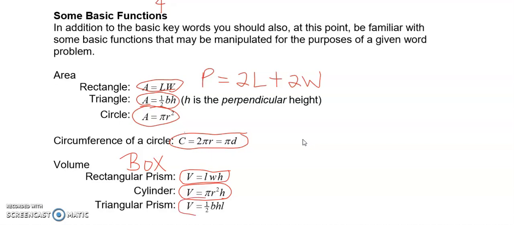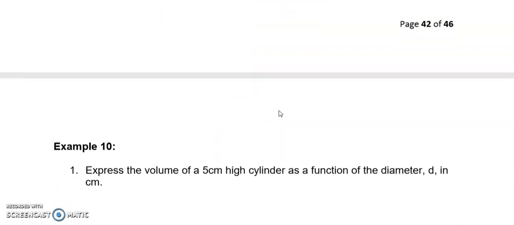Triangular prism, you don't see this one very often, but it's actually 1/2 times the base times the height times L. All right, so that would be for a triangular prism. You don't see that one very often at all. Basically, think of a triangular prism as almost like a box, but instead of a rectangle for a base, it's got a triangle for a base. So it's the area of the base times the height. That's what they refer to as L there. It's actually the length of it.